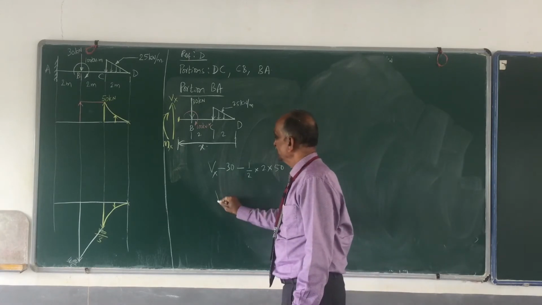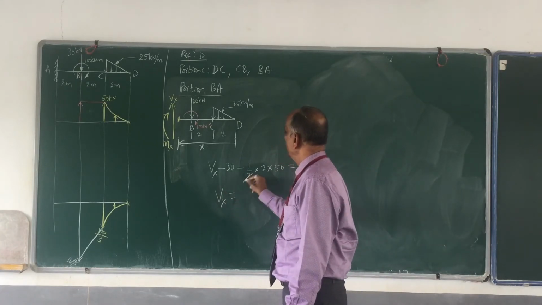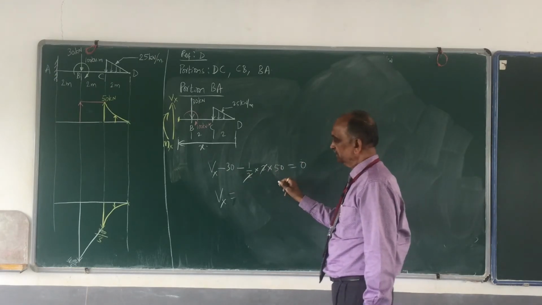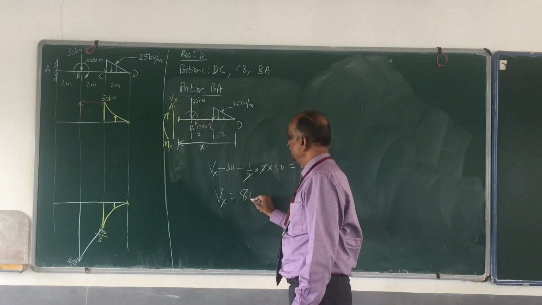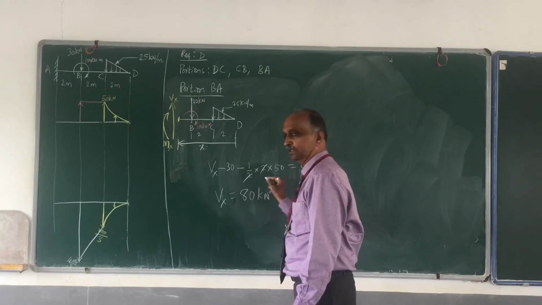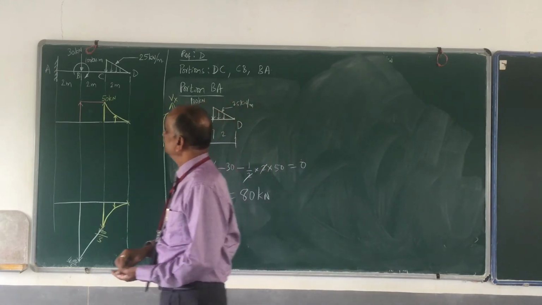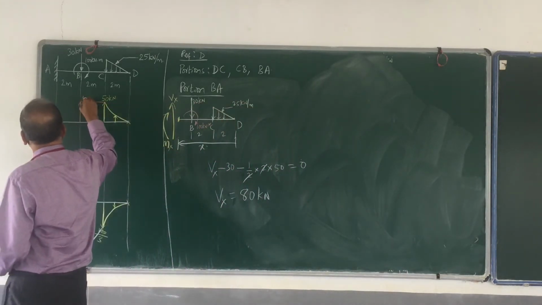So therefore, Vx is equal to half into 2 into 50. You can see 50. This is minus 30, minus 50, minus 80. Take it to the other side. It becomes 80 kilonewton. The shear force between the portion B and A is 80 kilonewton. It is plus.